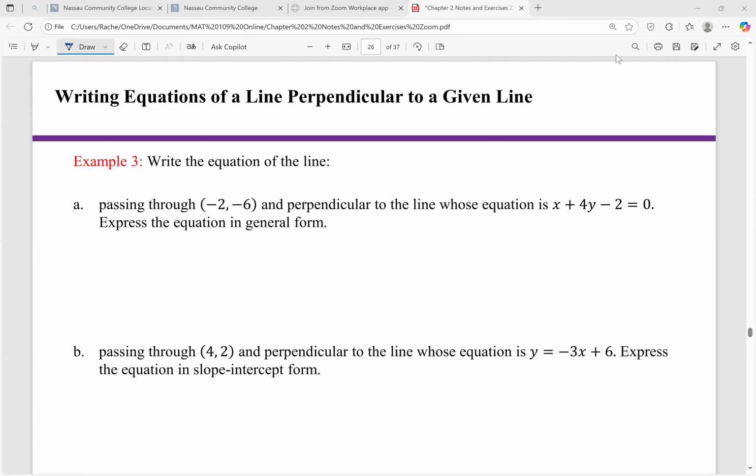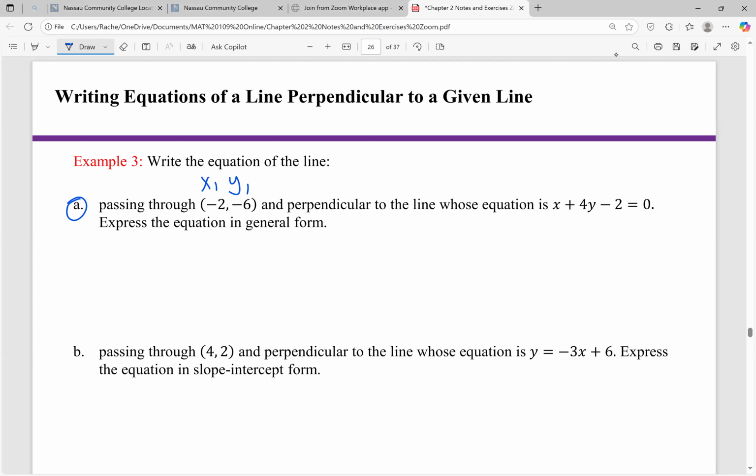Example 3, let's write the equation of the line in A that passes through the point -2, -6, and is perpendicular to the line whose equation is x plus 4y minus 2 is equal to 0. And we want to express the equation in general form. So we want our line, this perpendicular line, to pass through the point -2, -6. So think of that point as x1, y1.